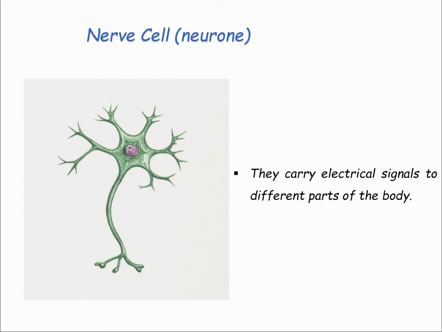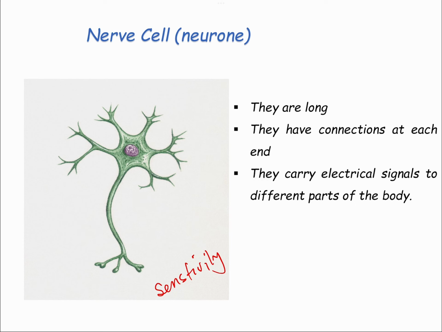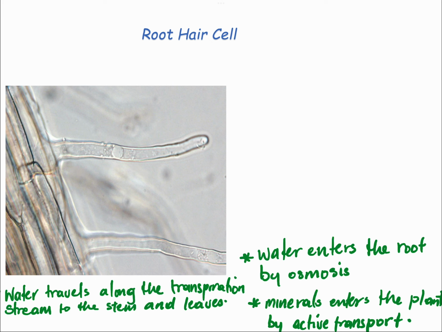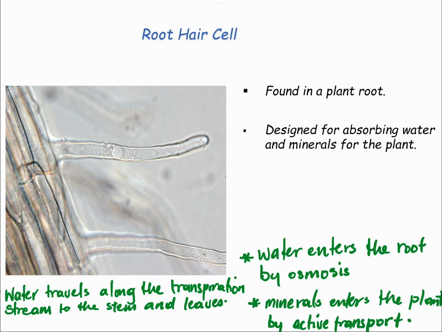Next is the nerve cell. They carry electrical signals to different parts of the body. Basically, these cells are responsible for sensitivity. They are long and they have connections at each end. Next is root hair cells. So these are found underground. They are responsible for absorption of water and minerals from the soil.